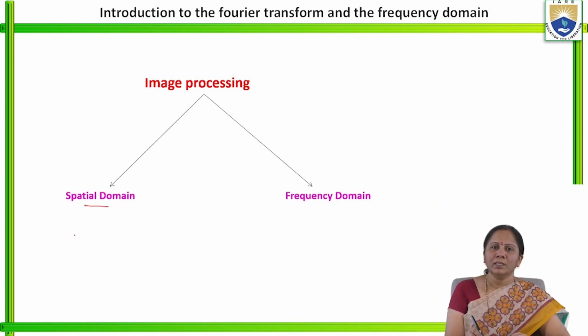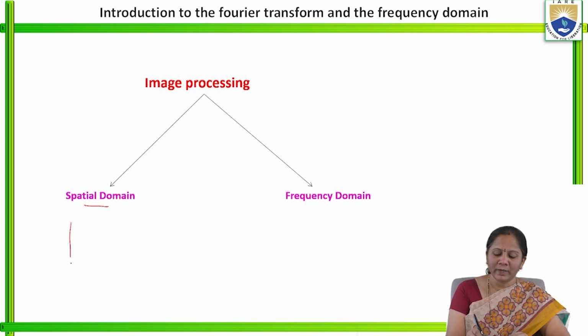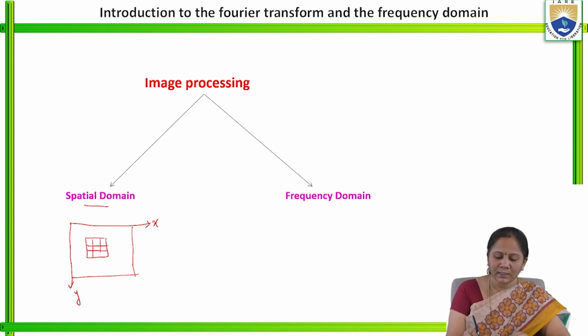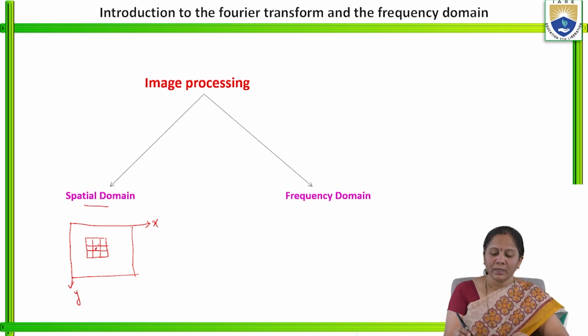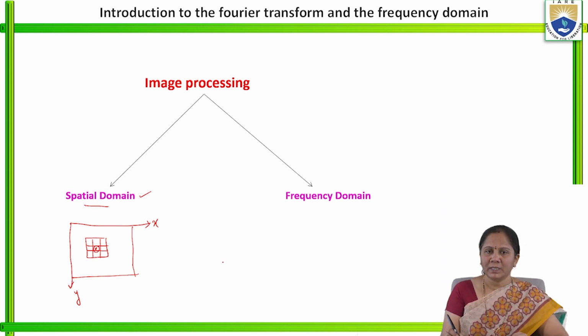So what is meant by spatial domain? In the spatial domain, if we consider this is the XY plane of an image, and here we consider a small 3x3 size image, and in that this is one of the pixels. In the spatial domain, the operation will be performed directly on the pixels. And coming to the frequency domain, the operation will not be performed directly on the pixel.